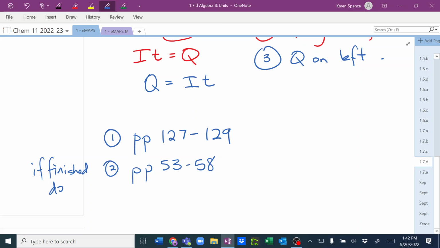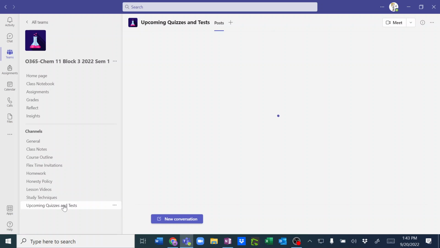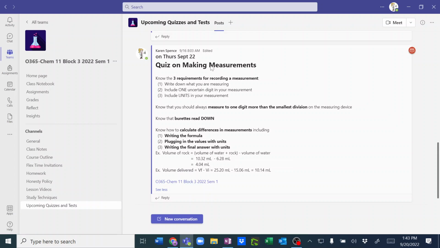Everyone knows you have a quiz on measurement on Thursday. No. Is this measurement? No. So how will you know what is on the quiz? If you go to our team, and you look up upcoming quizzes and tests, it says quiz on making measurements on Thursday, September 22nd, and it gives you a whole list of things.